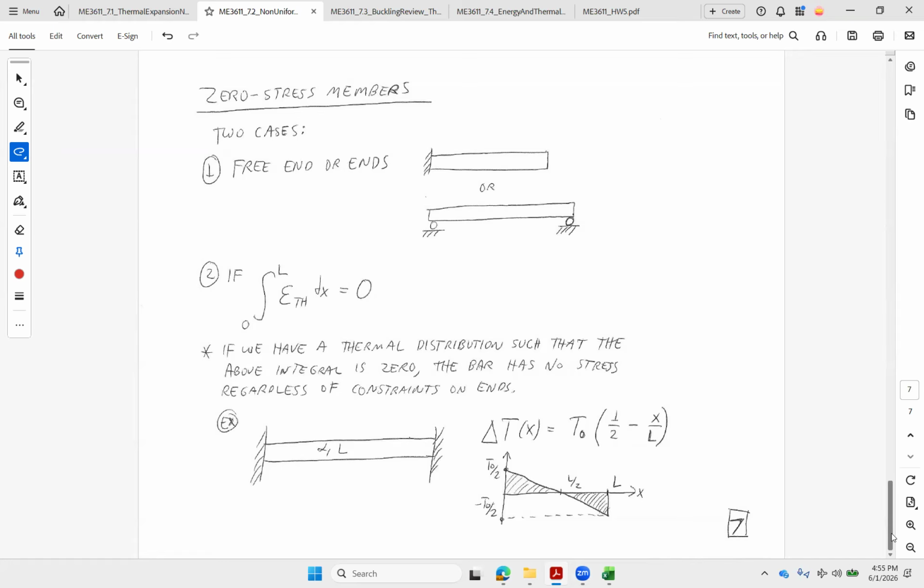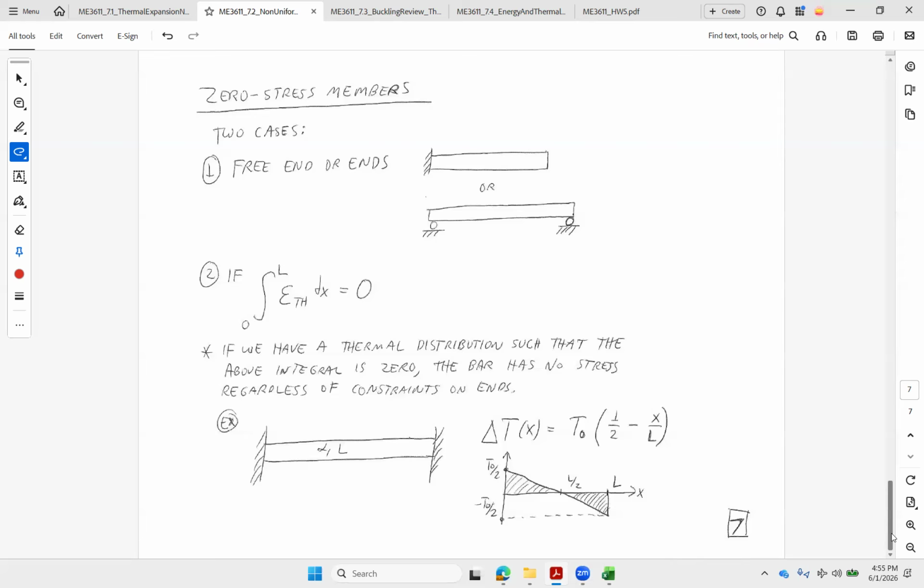The other possibility that we can have, even if we have fixed supports, is if this integral from 0 to L of epsilon equals 0. And if we take alpha out of there, essentially that means if my integral for delta T along the length is a total of 0, then we're also not going to build up any force.